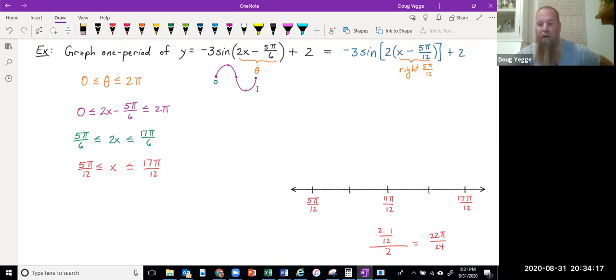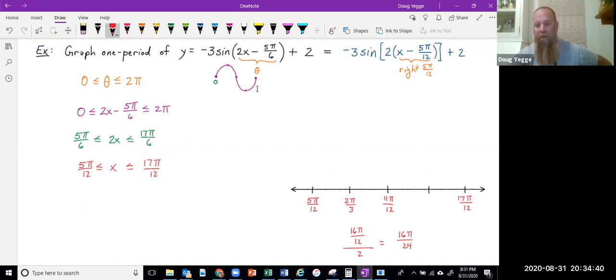So now if I want to find the midpoint between 5 pi over 12 and 11 pi over 12, I add them together. 16 pi over 12 divided by 2 is 16 pi over 24. Both are divisible by 8, and so that gives me a midpoint of 2 pi over 3.